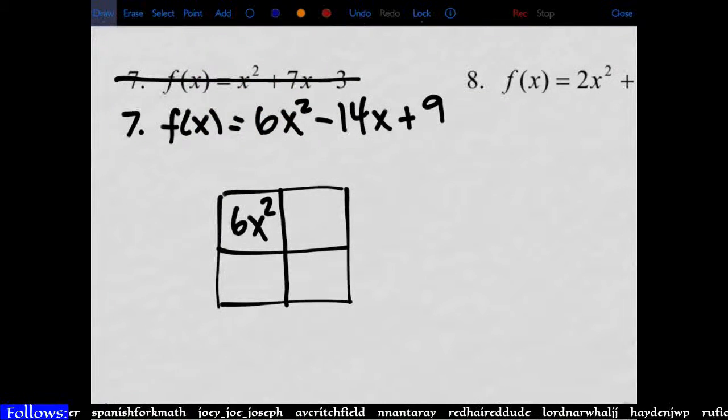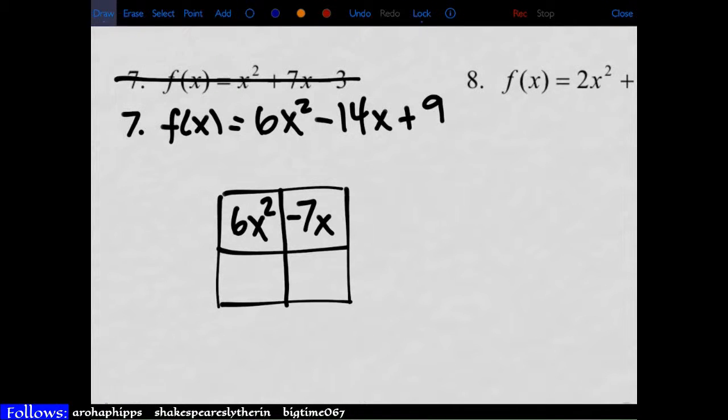So here's our 6x squared. If we want it to be a square and we need negative 14x's in it, that means these two corners need to be the same, which means we need negative 7x in one and negative 7x in the other to make our 14, or negative 14x, to start with.